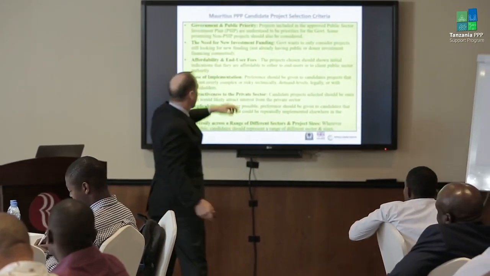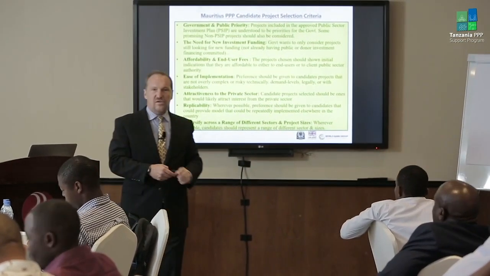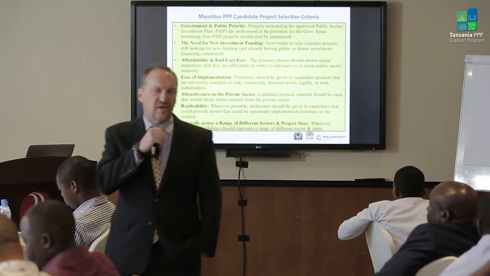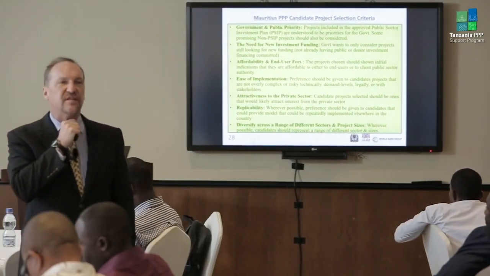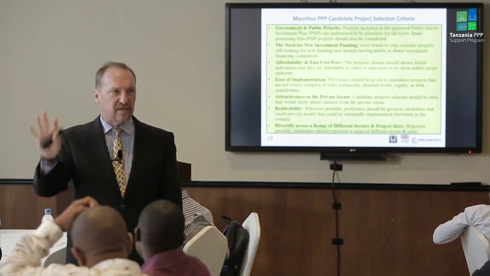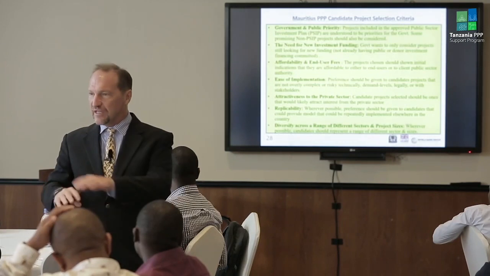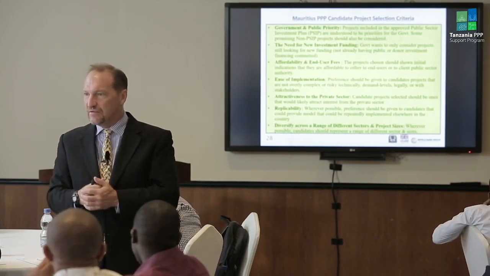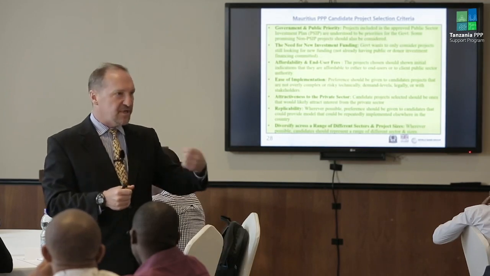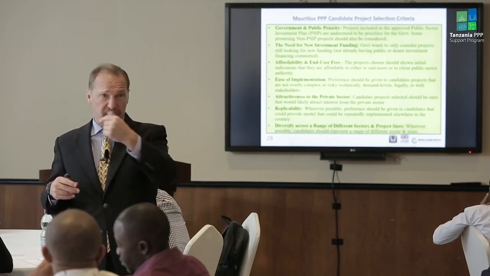Number three, let's have indications that it is affordable for end user fees. The government was also very interested in saying, we don't want to do PPPs based on availability payments. Our public sector budgets for contracting authorities and line ministries, we think that they're mostly full. No more fiscal space. We only want to do PPPs that are based on a user fee model or a concession model.